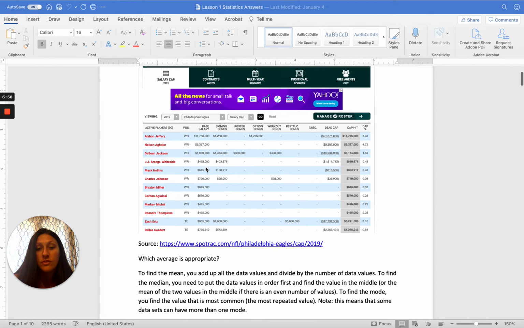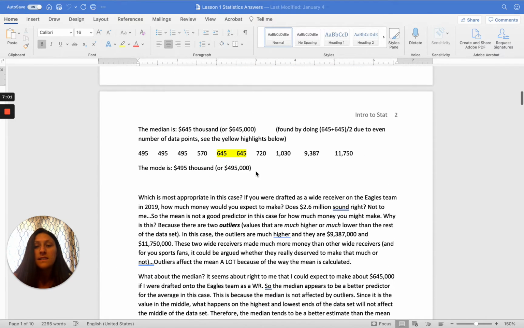The mode is 495,000. But that doesn't seem to be a very appropriate measure for the center of this data set because, as we said before, the worst players, whatever that means in this case, seem to be making $495,000. So if you are the worst wide receiver drafted onto the Eagles, then you might expect to make $495,000. But if you're of average skill, I believe that $645,000 sounds to be a more appropriate estimate, closer to what you would expect to make.